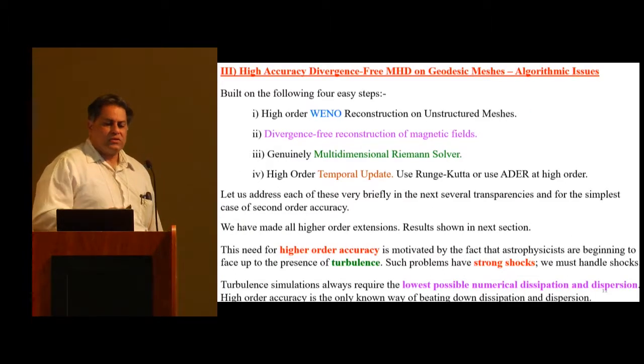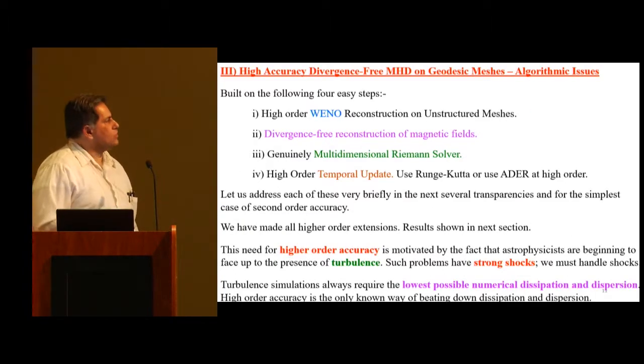So how is this whole process achieved? The answer is that we have higher order WENO reconstruction that has been extended to work on unstructured meshes. We have full divergence-free reconstruction of magnetic fields, which is essential for the computational algorithm as well as the adaptive mesh refinement. We have genuinely multidimensional Riemann solvers, which open the door to making this possible. And we have higher order accurate time updates.